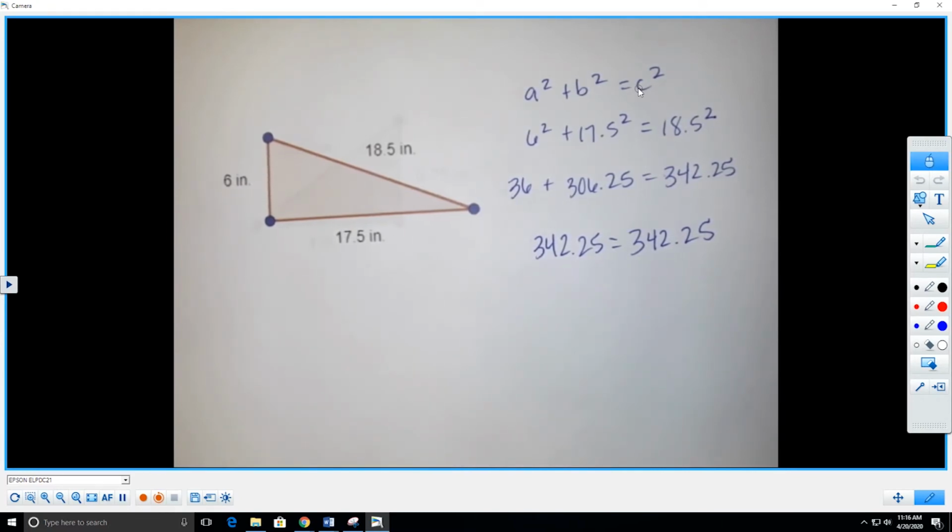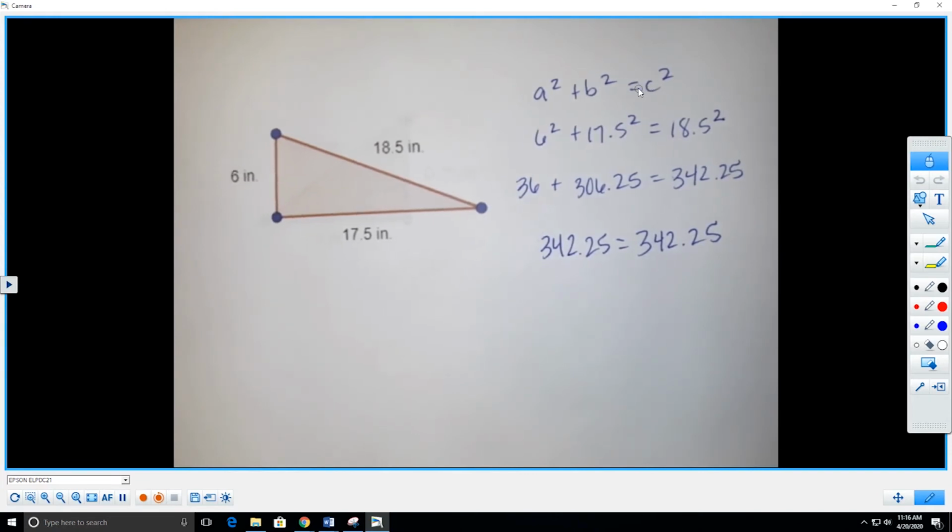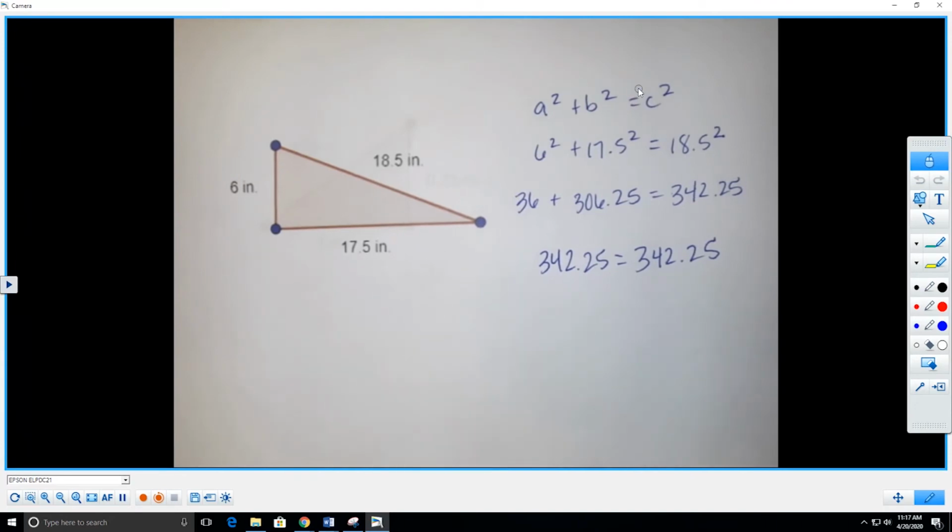Are the measures also a Pythagorean triple? If you said no, then you are correct. Although they do form a right triangle, the measures are not integers. Let's work on another set. I'll read this problem aloud and you can sketch a model and label the sides. Listen to the problem.